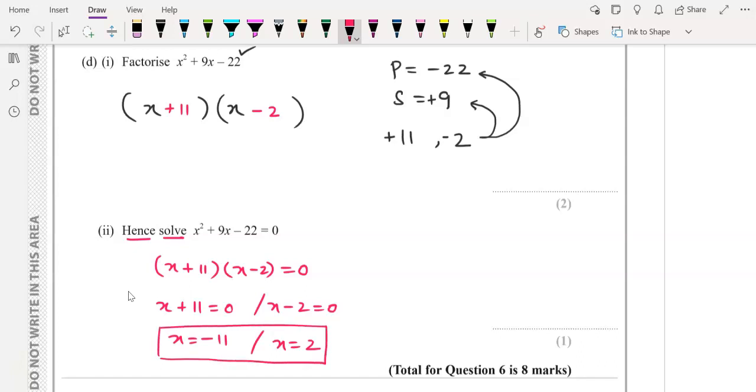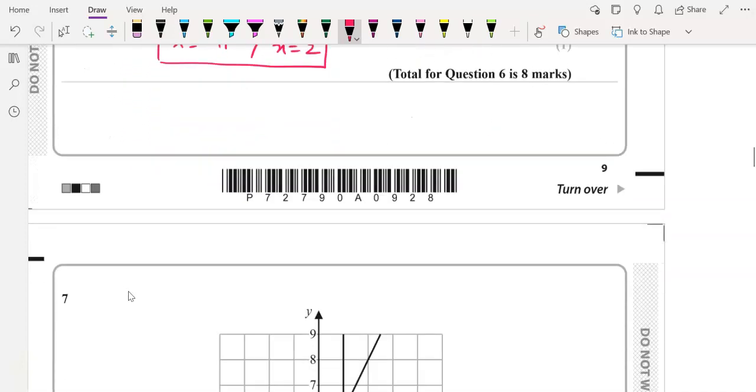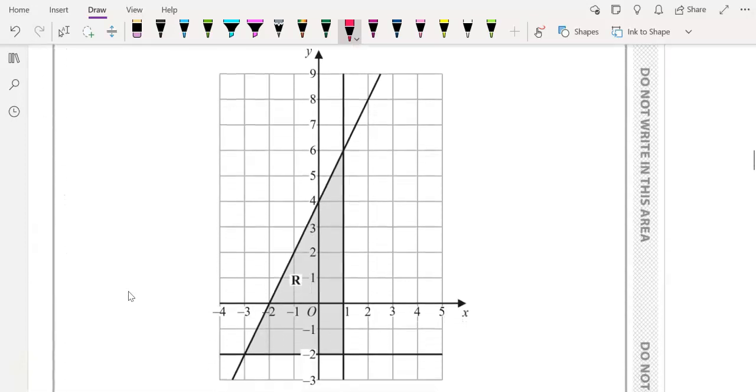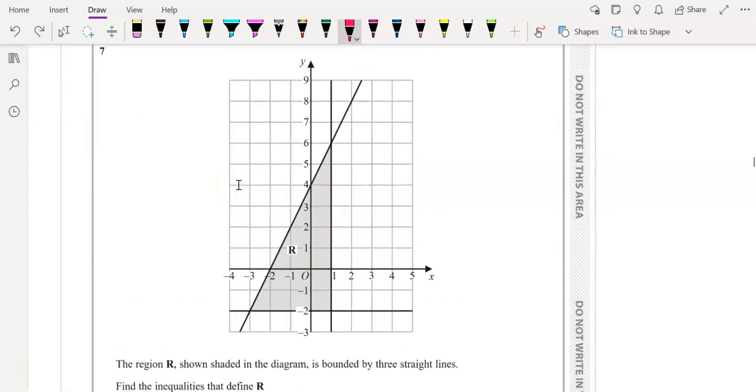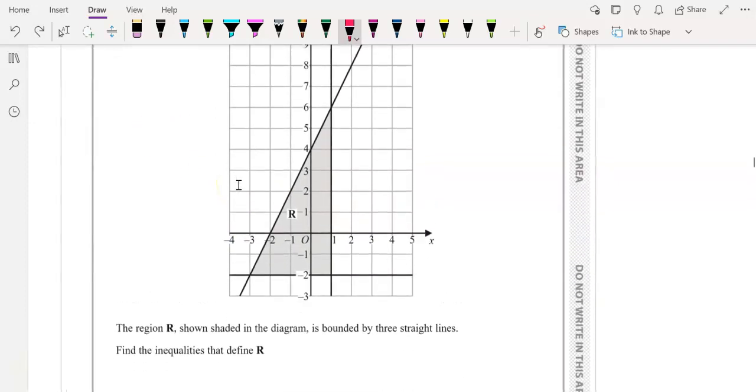Okay. Next one, question number 7. It says the region R shown shaded in the diagram is bounded by 3 straight lines. Find the inequalities that define the region R.